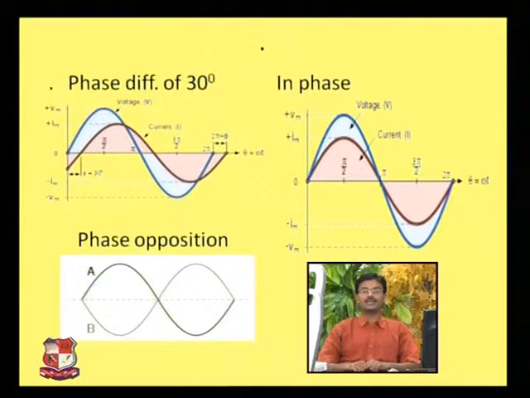At that time B attained maximum value but in the negative direction. Further both attained zero value, and in the next cycle B attained maximum value in positive direction but at that time alternating quantity A attained maximum value in negative direction. So we see the 180 degree phase opposition between A and B alternating quantities.